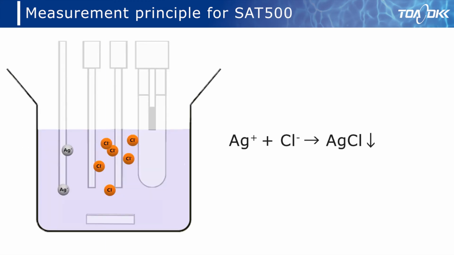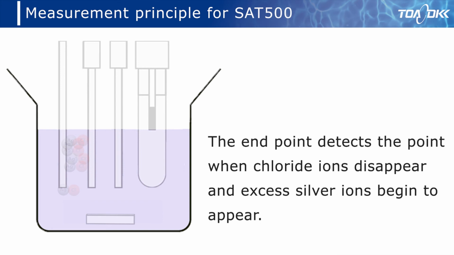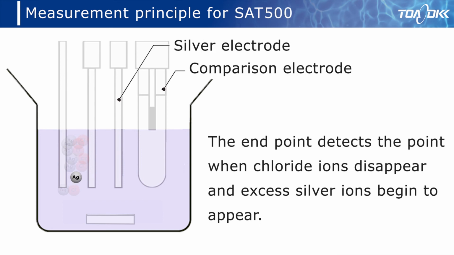The precipitation reaction proceeds with the generated silver ions and the chloride ions in the sample injected into the electrolytic solution. This reaction continues until there are no chloride ions in the electrolyte. Chloride ion disappears at the end point. The point at which excess silver ions begin to appear is detected by the silver electrode and the comparison electrode.